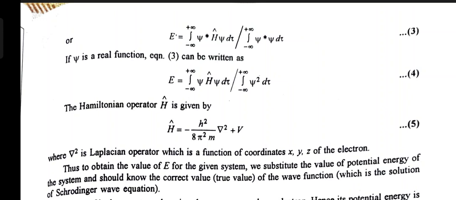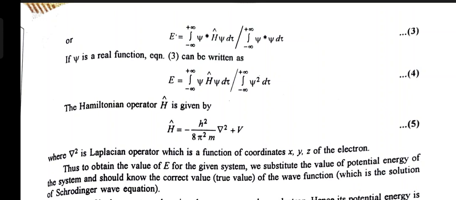If psi is a real function, equation 3 can be rewritten as E equals the integral from minus infinity to plus infinity of psi h cap psi d tau divided by the integral from minus infinity to plus infinity of psi square d tau.